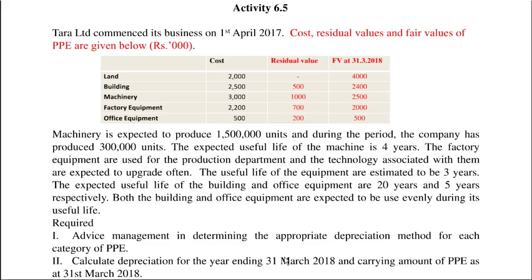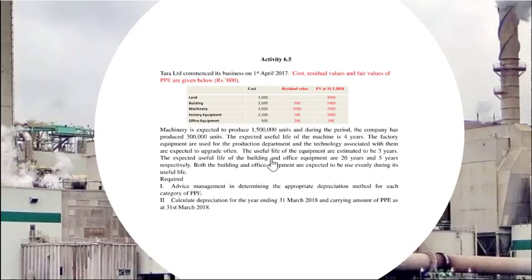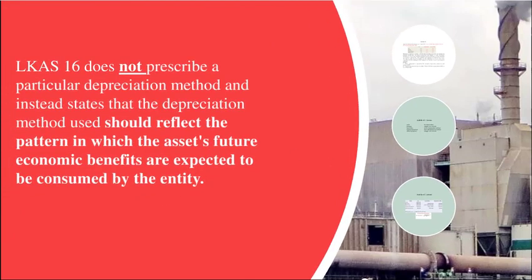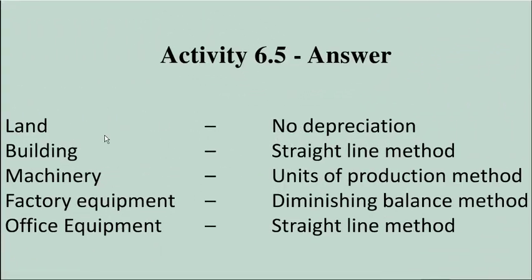So accordingly, we can say for land we don't depreciate. For building, straight line method. Machinery, unit of production. Factory equipment, which is highly exposed to technological changes, adopt the diminishing balance method. Then office equipment, straight line method.